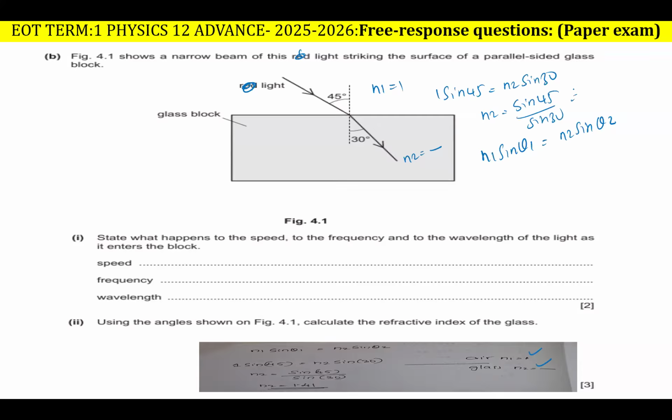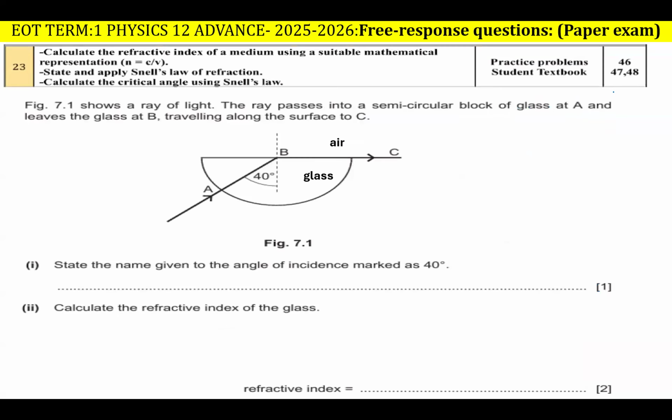When you plug these values into the calculator, sine 45 divided by sine 30, you get root 2, which is 1.41. Done. Now the next one is about the critical angle.